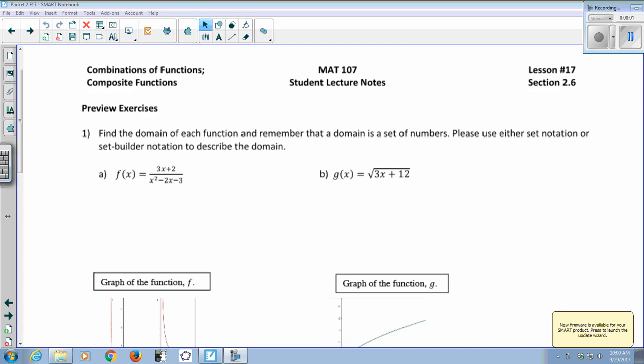The Math 107, Lesson 17, preview exercises. We're going to start by finding the domain of each function. Remember that a domain is a set of numbers. It's a set of all possible inputs for a function.